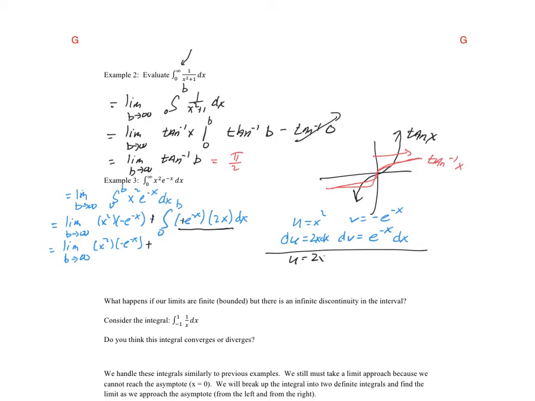So my u is 2x, my du is 2dx, my dv is e to the negative x dx. So my v is the same, the opposite of negative e to the x. So I'm going to have my u v minus my integral of v du.